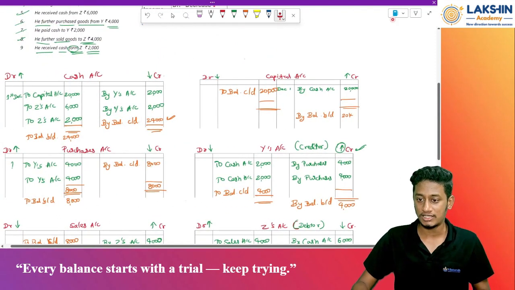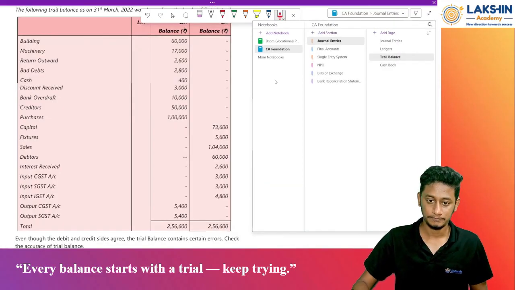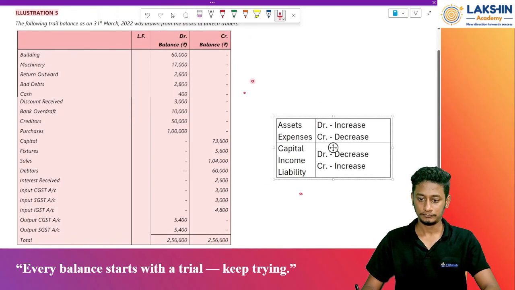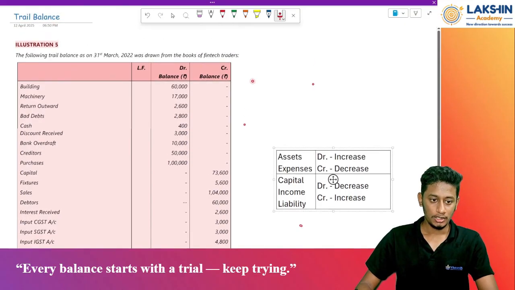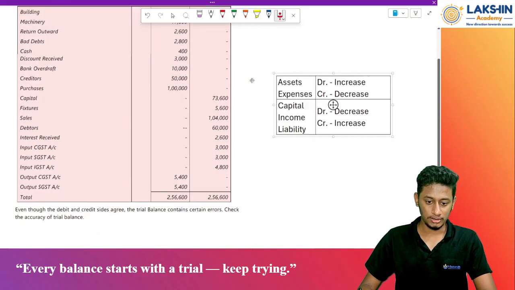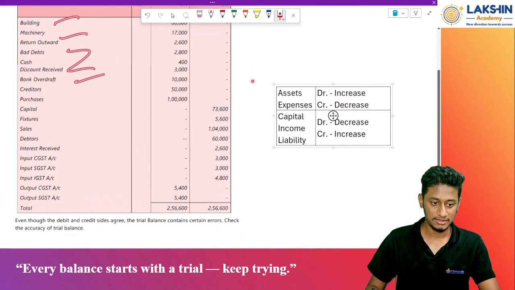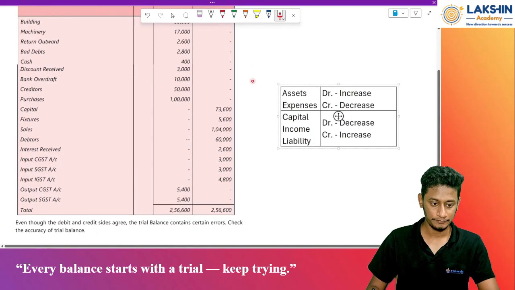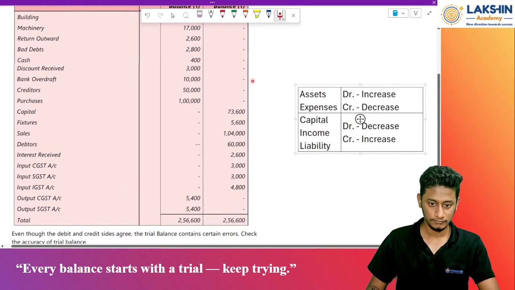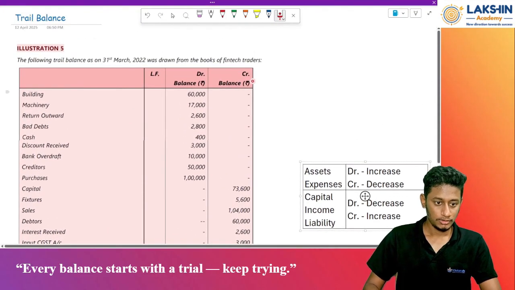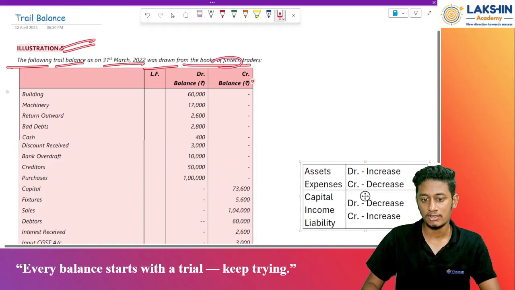Okay, going towards the trial balance. Now, this is our trial balance. Okay, so what has happened? They have given you all the balances over here. Zoom it in. So as per illustration 5, the following is the trial balance on 31st March drawn from the books of accounts of Fintech Traders.